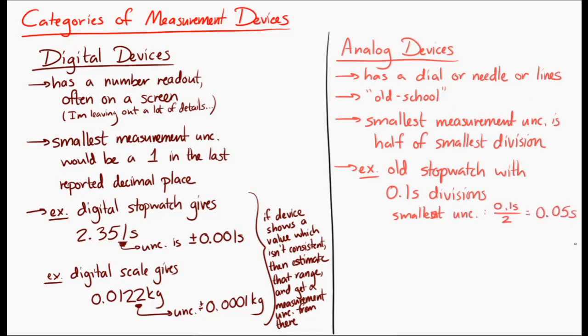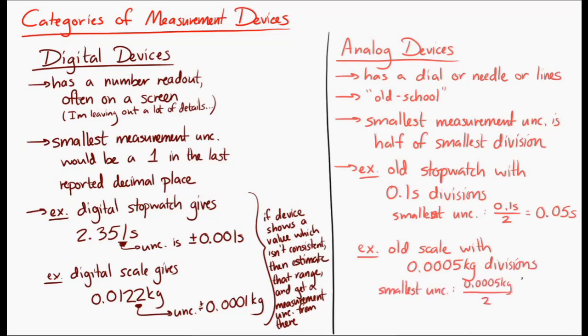Likewise, if we have an analog scale and the scale is divided into 0.0005 kilogram divisions, well, the smallest measurement uncertainty you can get from that is half the smallest division, or 0.00025 kilograms. Now I want to remind you, measurement uncertainties technically should only have one significant digit, so we want to round that to one significant digit, so it would be 0.0003 kilograms. But that's a detail we're not going to worry too much about right now.